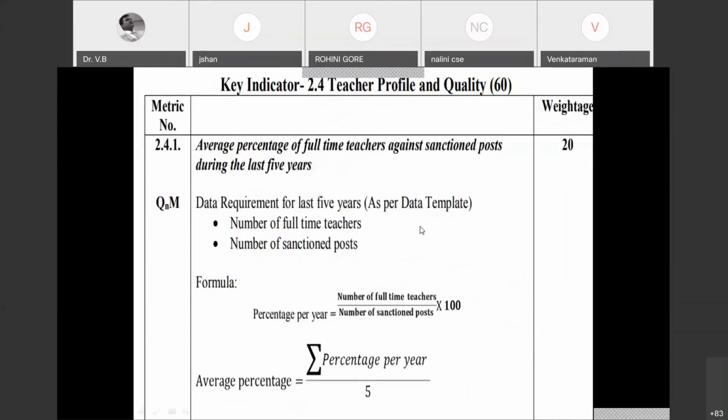And the next key indicator is percentage of full-time teachers against sanctioned posts. So in case there is any backlog, then it will be reflected over here.